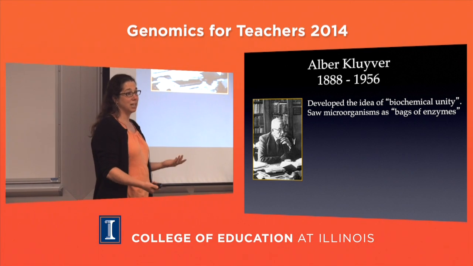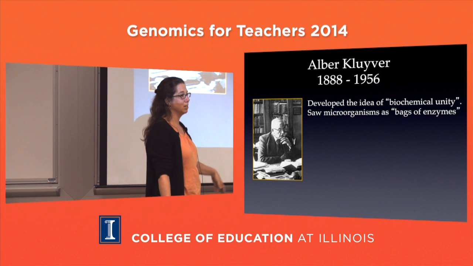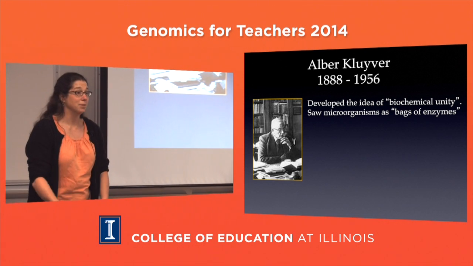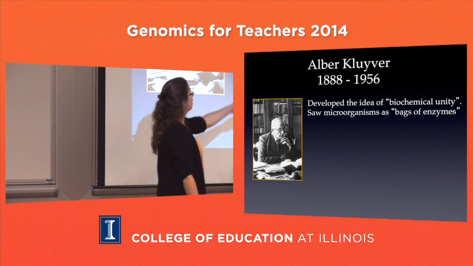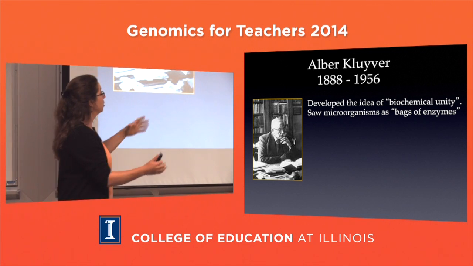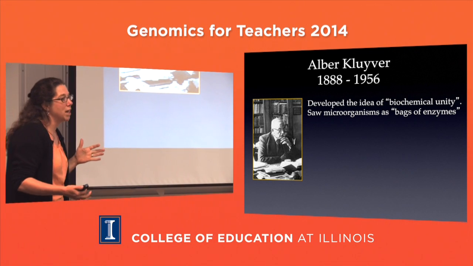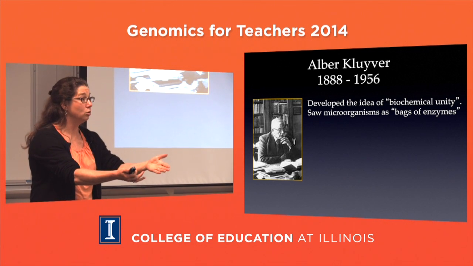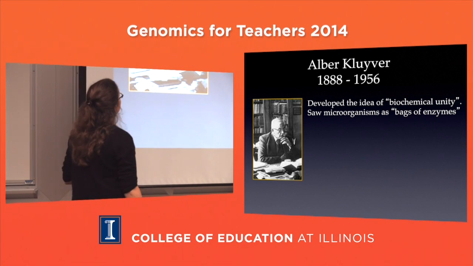Okay, so we can understand how those processes work by using microorganisms that grow quickly. They're just something we can use in the lab, and that kind of went forward. So he noticed this biochemical unity and didn't care so much about how they were different from each other. They're just these bags of enzymes that we can use to study how these processes work.